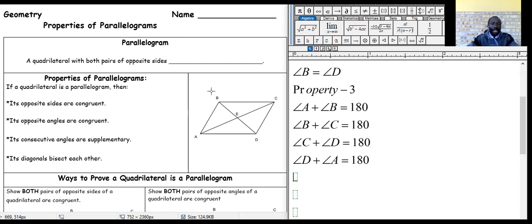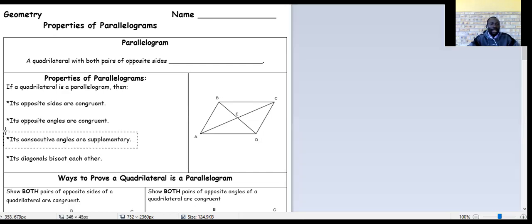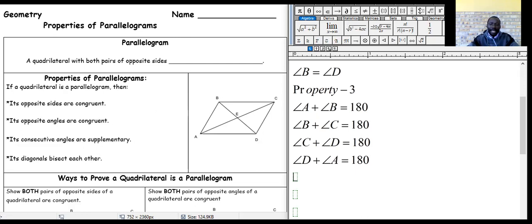That's the meaning of the third property, which is right here. This is the third property. The third property is that consecutive angles are supplementary. Then now we move to the mathematical representation of the other property, which is property 4.